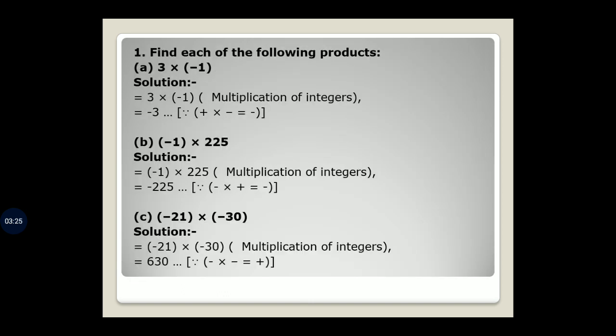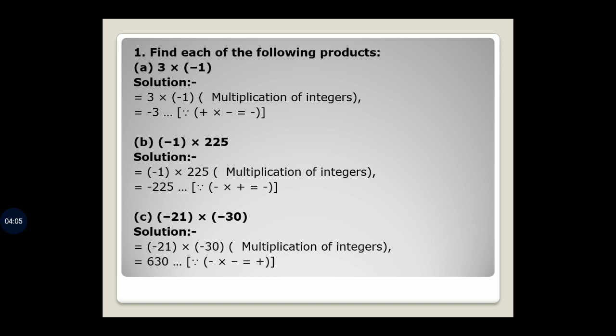Now let us solve exercise 1.3 first problem, that is find each of the following products. First one is 3 into minus 1. Solution for this problem: when you multiply a positive and a negative integer, the result is negative. Next one, minus 1 into 225. Solution for this problem is minus 1 into 225, multiplication of integers. Minus into plus gives you minus, that is minus 225.